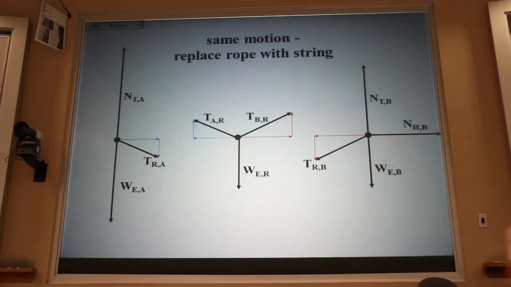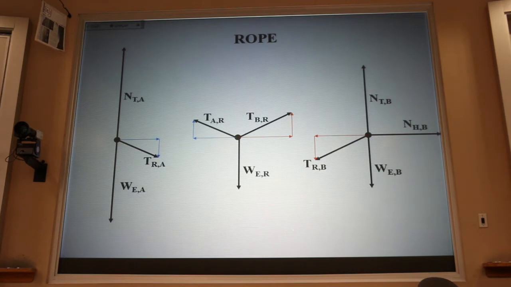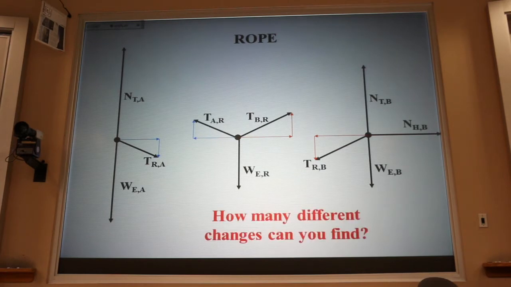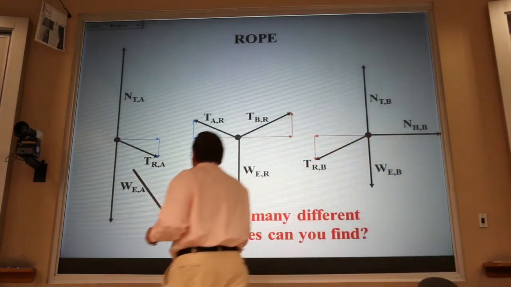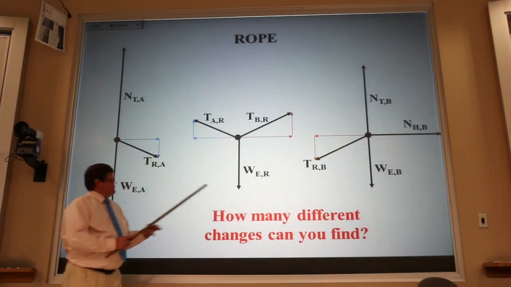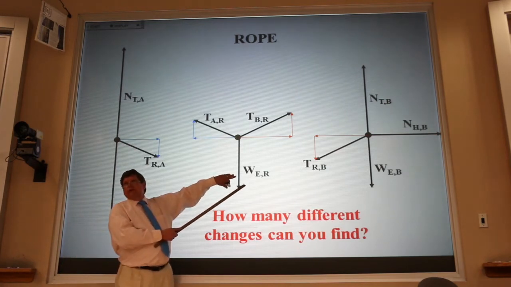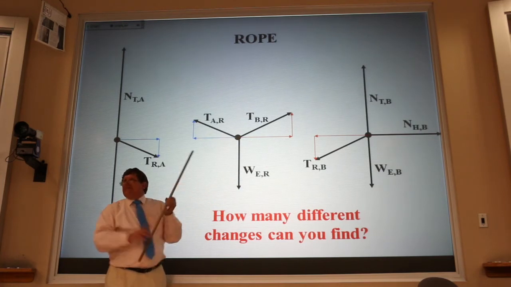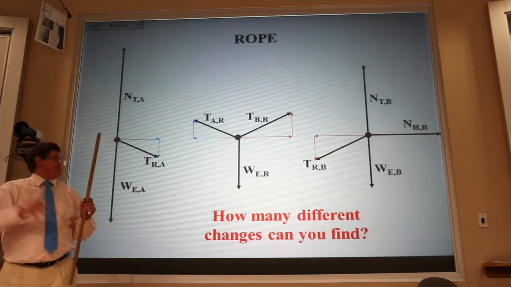Now, we're going to play a game. These are the free body diagrams for the A, B, and the rope. And I want you to figure out how many of these forces will change when we go from the heavy rope to the light string. Okay? And here's how we're going to count them. I know that this changes. The heavy rope is changed for a light string, so this weight force gets smaller. That's 1. We count that as 1.